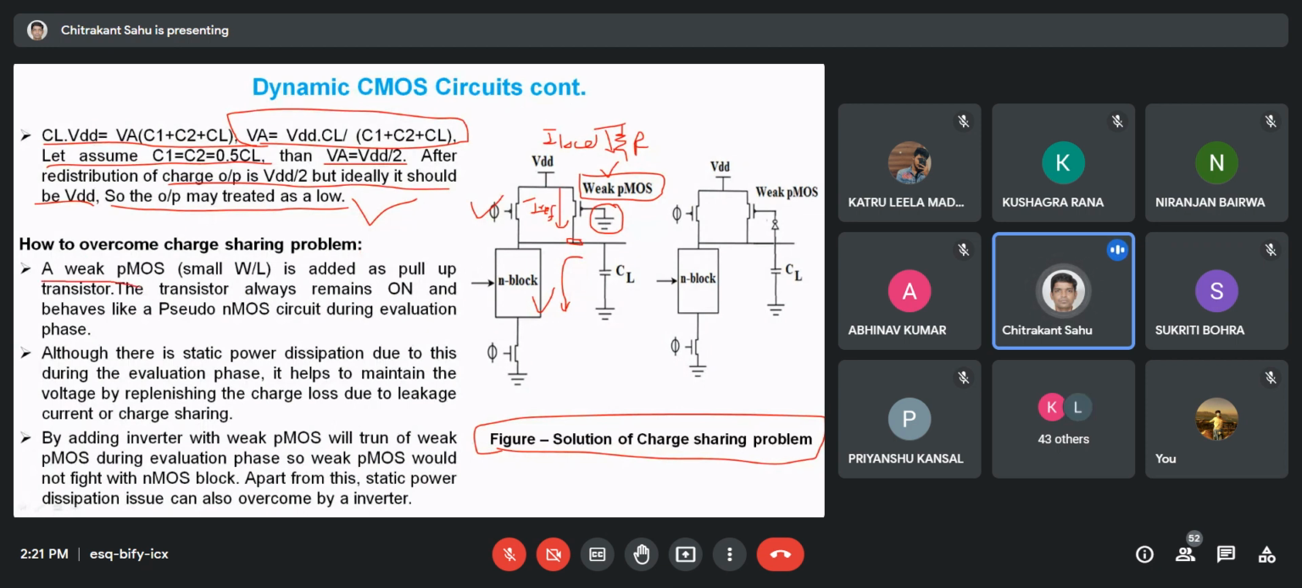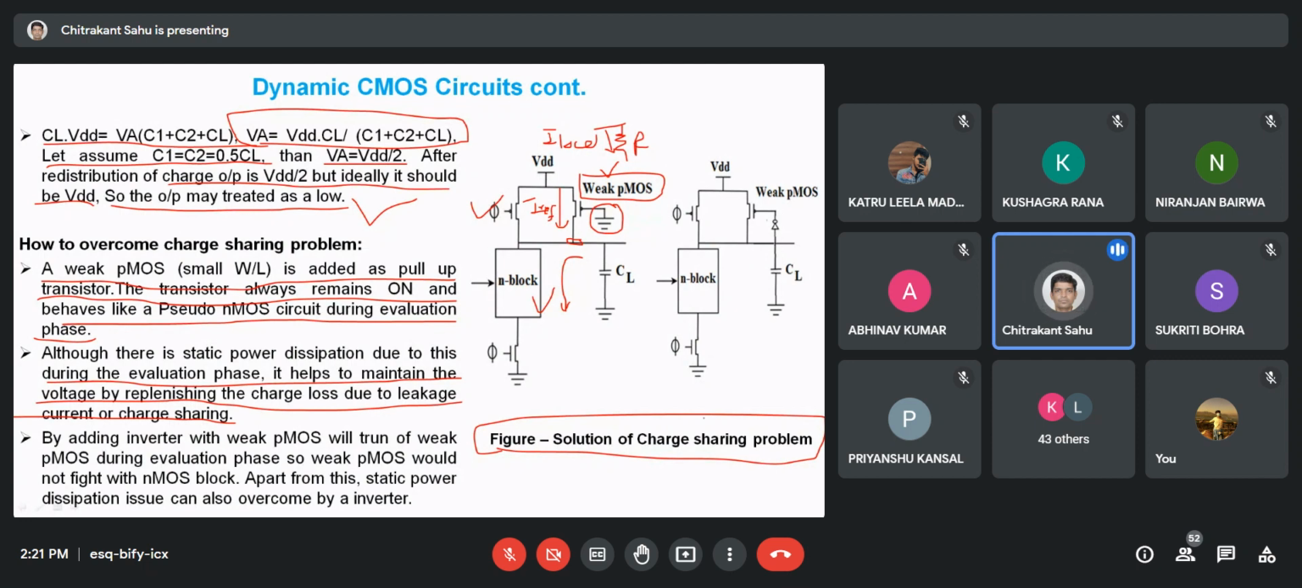So I'll read it. Weak PMOS, small W by L, is added as a pull-up transistor. The transistor always remains on and behaves like a pseudo NMOS circuit during the evaluation phase. Okay, although there is a static power dissipation due to this during the evaluation phase, it helps to maintain the voltage by compensating for the charge loss due to leakage current and the charge sharing problem.